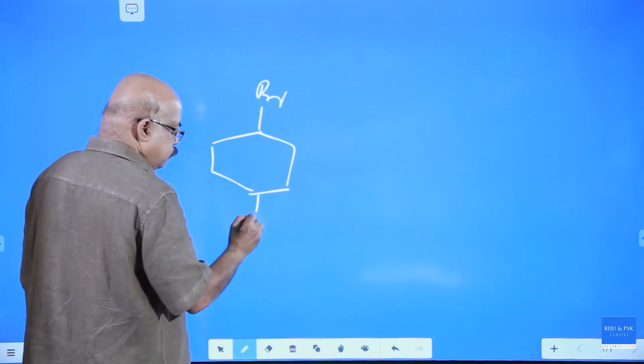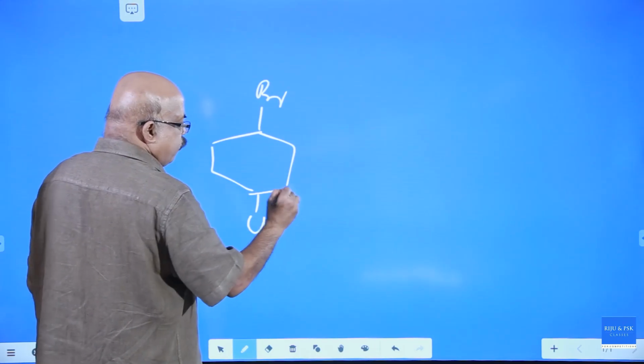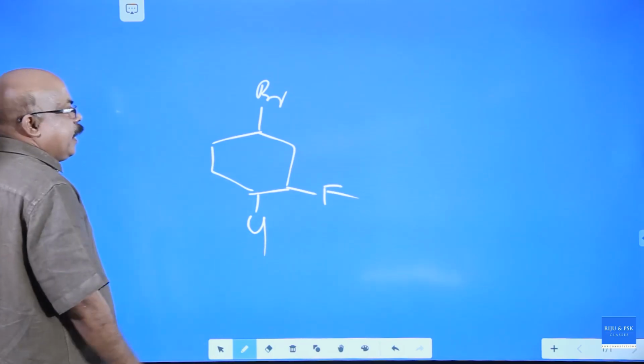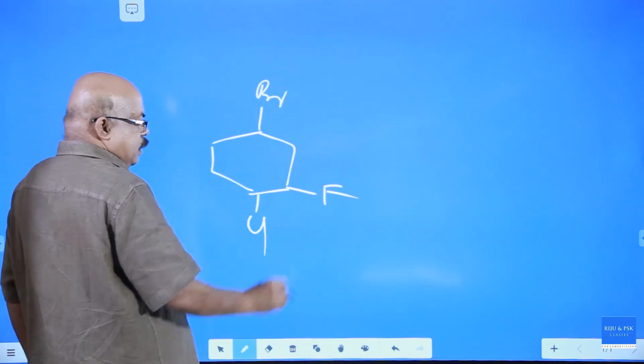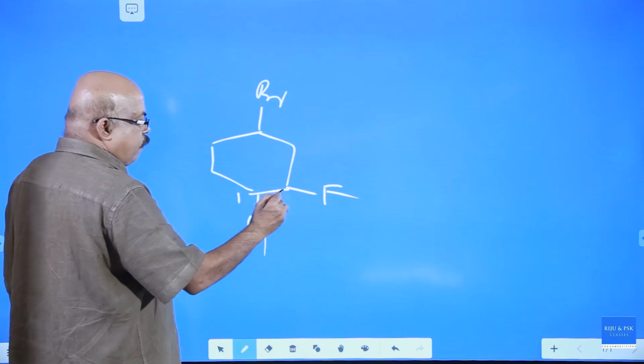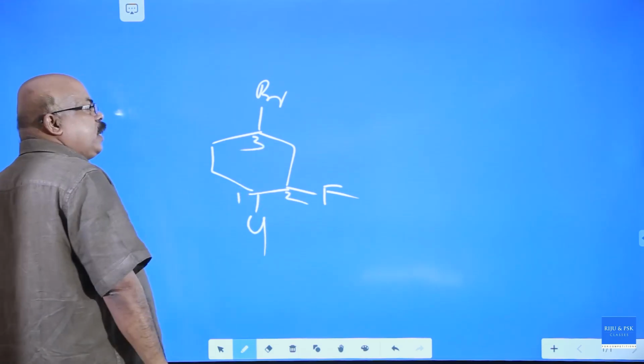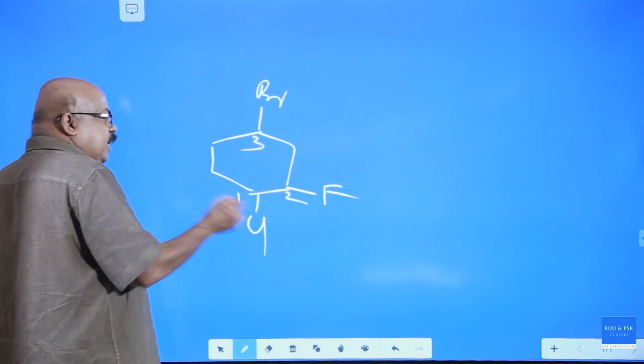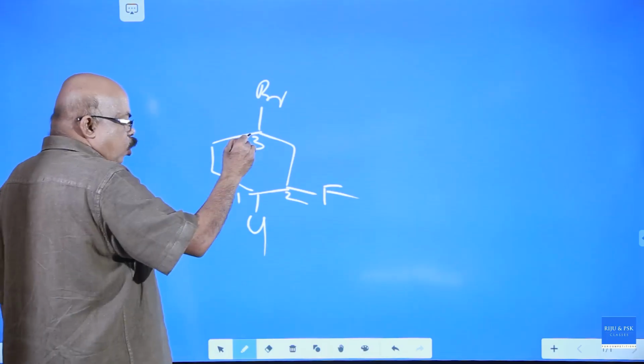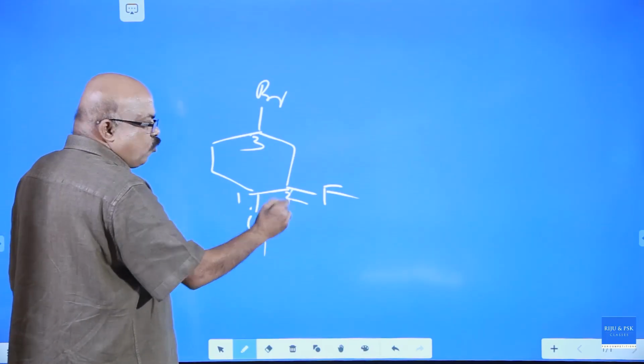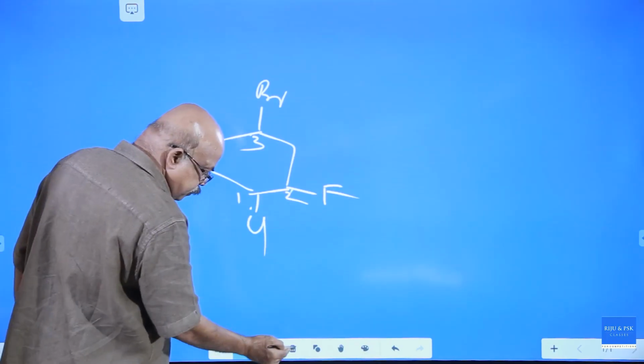Bromine, chlorine, fluorine. Here, this is the lowest set of locants. This numbering provides the lowest set of locants. This should be the correct numbering. 3-bromo, 1-chloro, 2-fluoro cyclohexane.